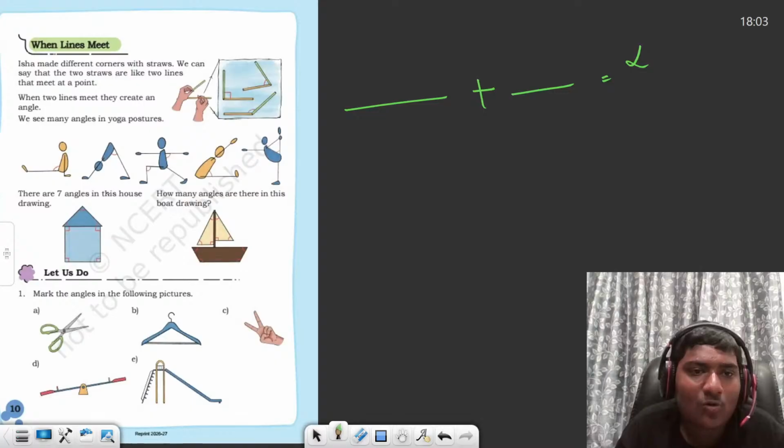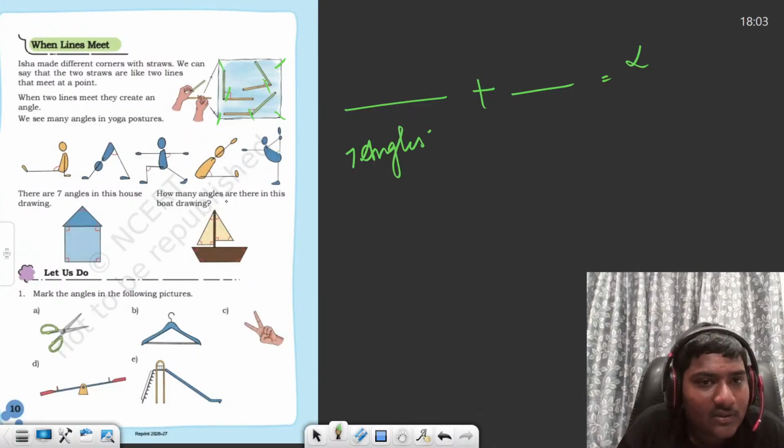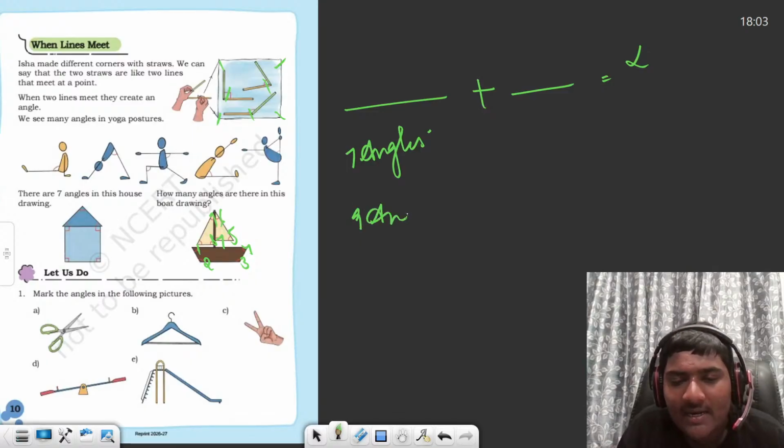There are 7 angles in the house drawing. So how many angles? One, 2, 3, 4, 5, 6, 7. Okay. There are 7 angles. Okay, children. How many angles are there in this boat drawing? One, 2, 3, 4, 5, 6, 7, 8, 9. There are 9 angles in the boat drawing.